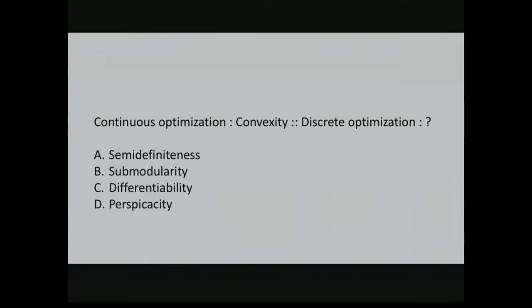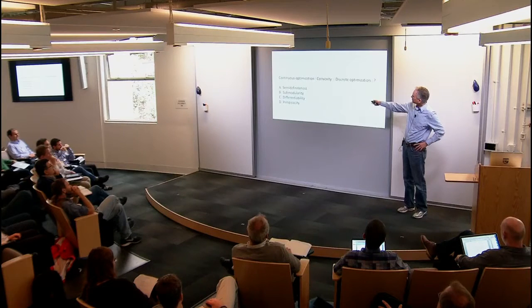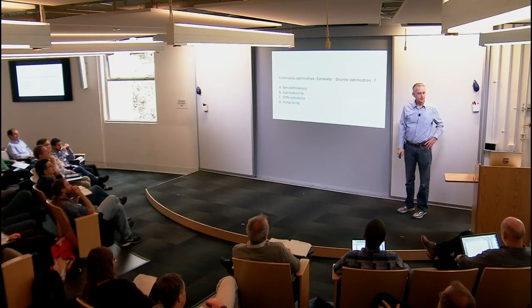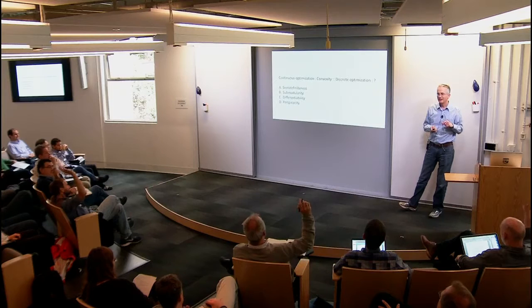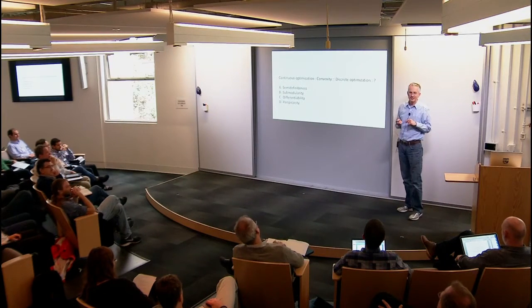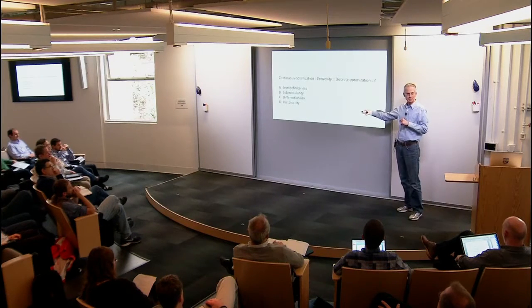Okay, so let's start out with an SAT question. Those of you who took the SAT remember these kind of analogies, right? So you have two things that are similar to each other, and then you have to choose the other thing that's similar. So continuous optimization is to convexity as discrete optimization is to, and there are four choices: semi-definiteness, submodularity, differentiability, and perspicacity. So everybody who thinks that the relationship between continuous optimization and convexity is the same as discrete optimization to semi-definiteness, raise your hand. Got to choose one. All right, we got a few. Submodularity. Okay. Differentiability. And a lot of people apparently are going to vote for perspicacity.